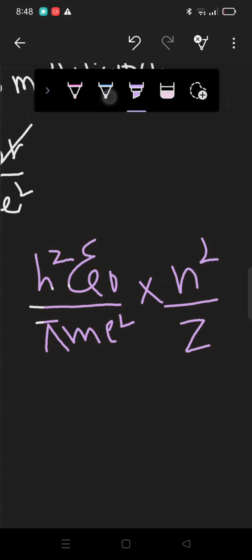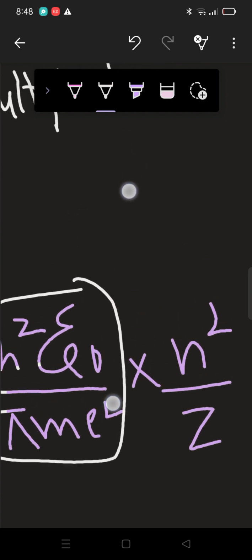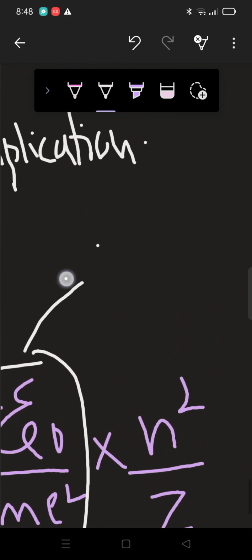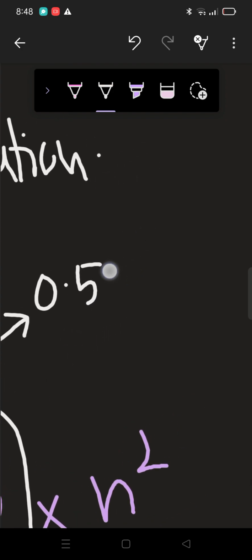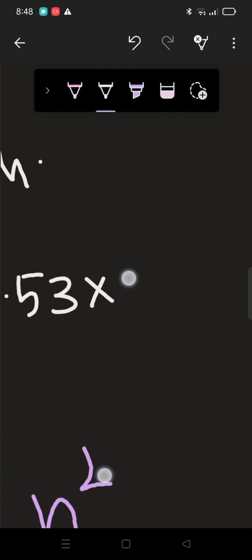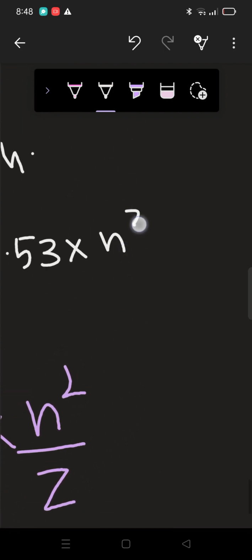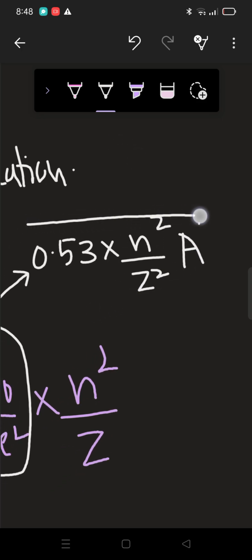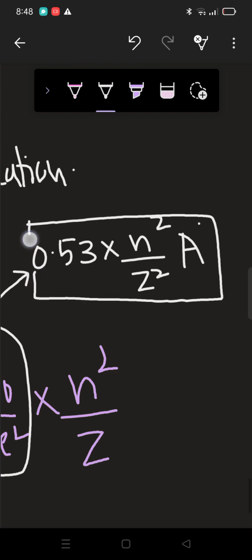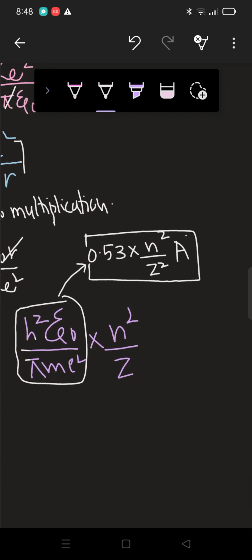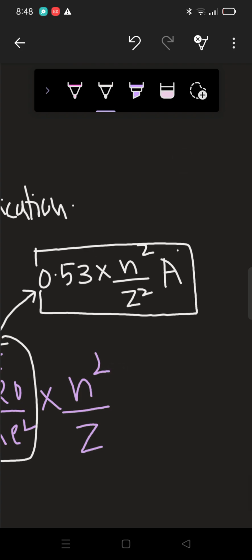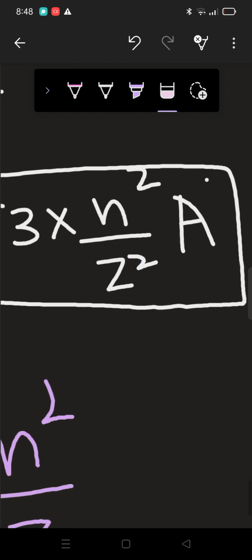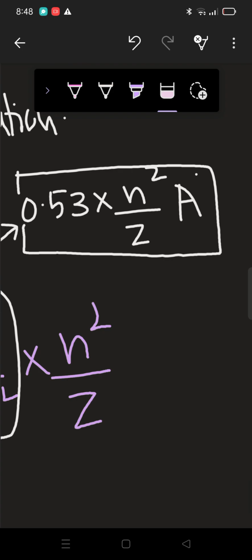Now this whole constant value is equal to 0.529, or you can write 0.53, into what we have here, n square by z, in Angstrom. So this is the shortcut, which is equal to 0.53 into n square upon not z square, however only z, since we don't have a square on the z, we have a square on n only.